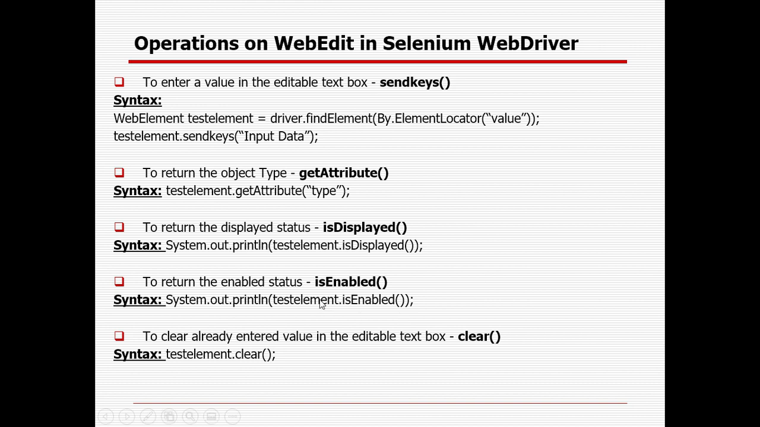So you can first check the status of the field, right? First you will check whether the field is there or not at all. In case the field is not there, there is no point in inspecting the field and checking whether it is enabled or not. So after the field is displayed, then you will check whether the field is enabled or not. Then you will definitely send some keys value, and you can also get the return type of the particular element. And also after entering some value, if you want to clear the value, you can use the clear method, right, to clear an already entered value in the editable text box.